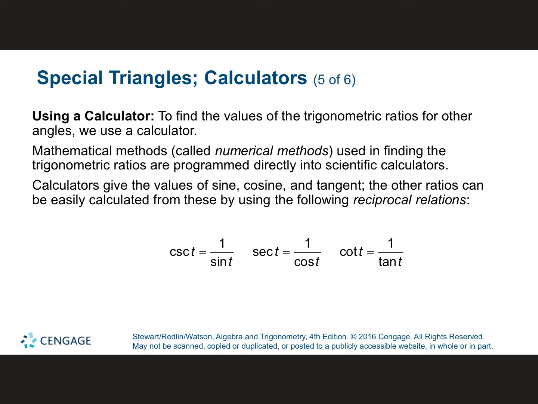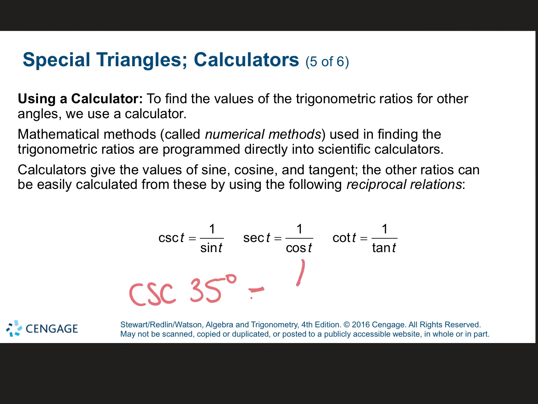Okay? If you want a reciprocal function, remember, cosecant is 1 over sine. So if I wanted the cosecant of, I don't know, 35 degrees, in your calculator, you would have to do 1 and then hit the divided by sine, and then it's sine 35. When you have your reciprocals, you have to do 1 divided by. So if I ask you for the secant of something, it's 1 divided by cosine of that angle. Cotangent, 1 divided by tangent.